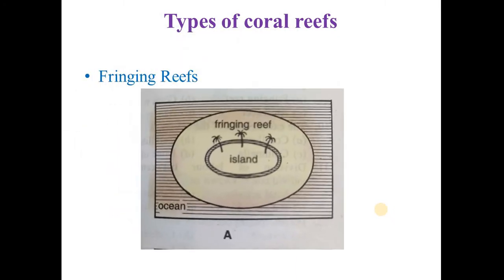This is the picture showing the fringing reef. Such reefs are composed largely of coral sands having living and dead corals, building reefs, mud and other animals. Fringing reef is very common in East Indies.